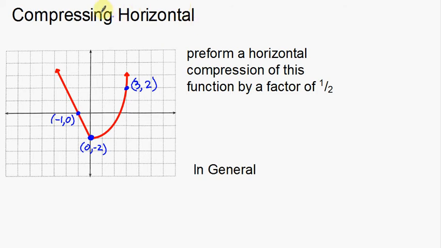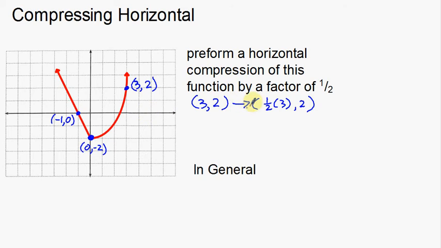Well, this is horizontal compression. When we talk about the horizon, we talk about the x-axis, and that's telling us we're going to do something with our x-coordinates. Okay, horizontal, x-axis, x-coordinates. So we're going to take these x-coordinates, the 3, the 0, and the 1, and we're going to compress them by a factor of 1/2. So we're actually going to take this point, (3, 2), and compress it by 1/2.